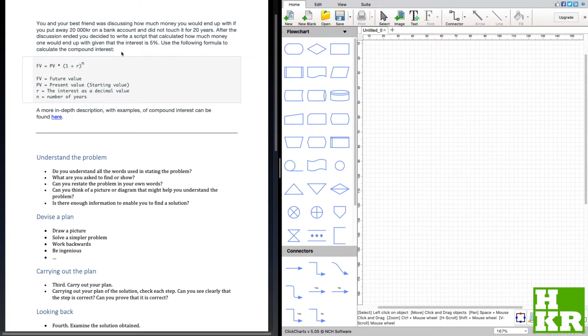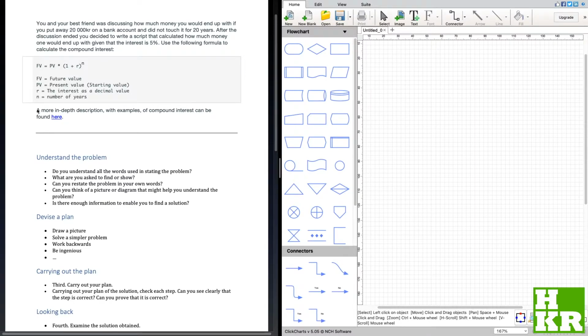What are we supposed to do? All right, we're going to start with seeing if we understand all the words used in the problem here. And I think if we read it, there is one thing that sticks out, and it's the compound interest. If we're not sure about what it is, luckily for us, there is a link down here where we can go and read more about it. There are some examples that we can look at.